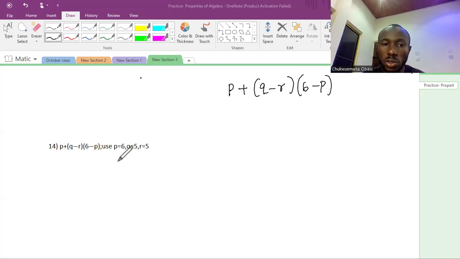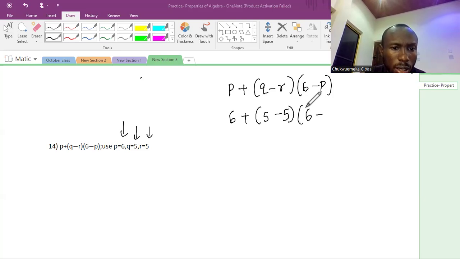What's the first thing you want to do? No problem. It doesn't matter how the expression is looking, whether scary or not scary. We just put in the values of the variables, and we go ahead and simplify. So P is 6. Here we have 6. What is Q? Q is 5. What is R? R is 5. We have 6 here. What is P? P is 6.